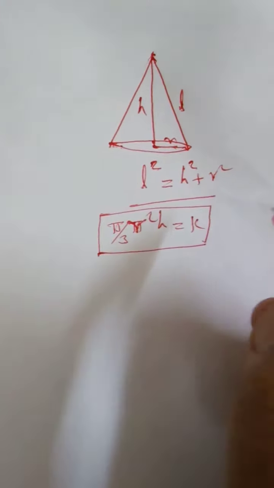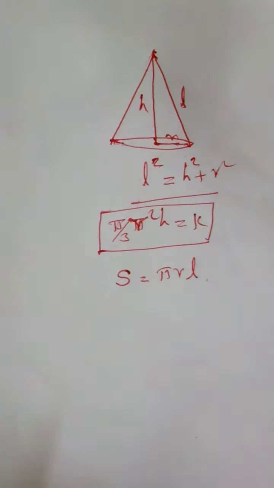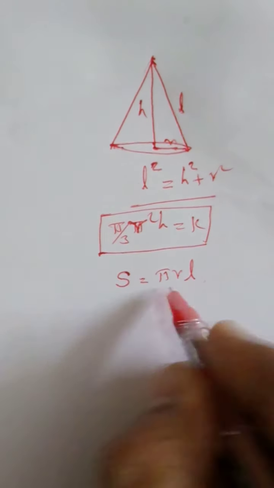So what is to be done is you have to show that the curved surface area, namely S equal to pi r L, is least when your height is root 2 times your radius. So that is what the question is. Now we are going to go about it.